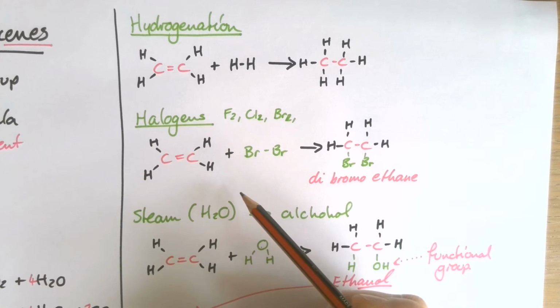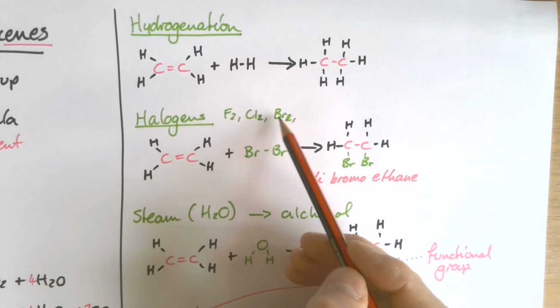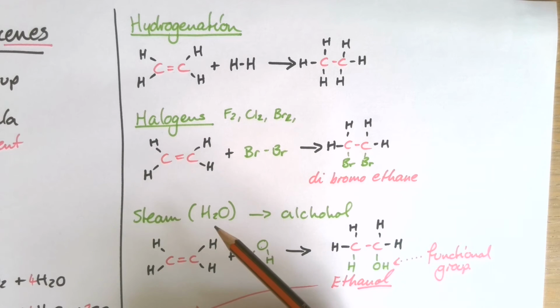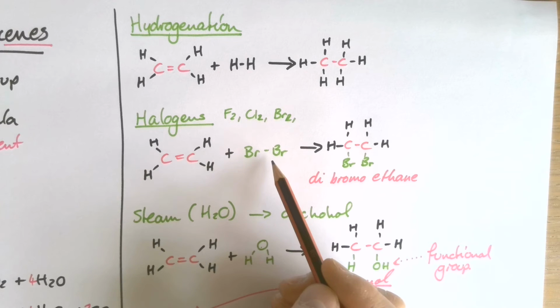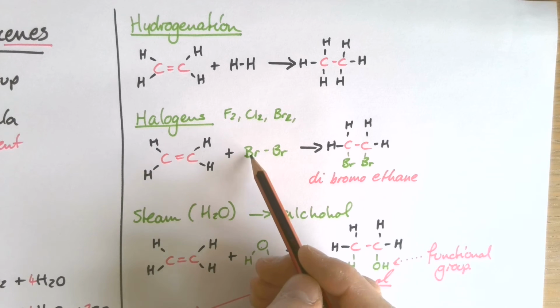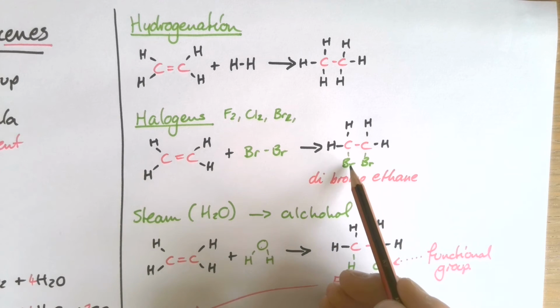We can do a similar thing with the halogens, because the halogens are molecules of two atoms as well, F2, Cl2, Br2, and so on. We can react them in the same way. Again, in the right conditions, we can break the double bond. And in this case here, we've got the two bromine atoms of a bromine molecule, and they combine here to the two carbons via a single bond.